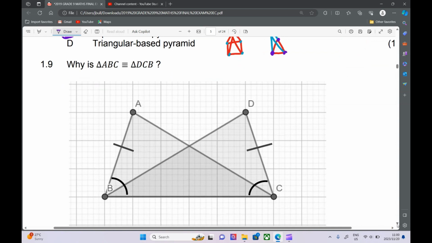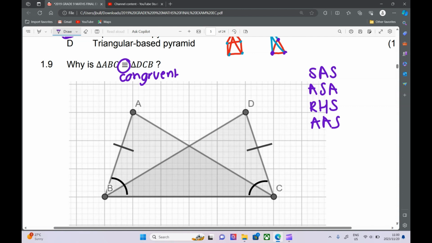Why is triangle ABC congruent? Why is it exactly the same? For congruency, there are a few reasons. We could prove it with side, angle, side. We could prove angle, side, angle. We could prove it has a right angle, a hypotenuse, and a side, that's RHS. We could prove angle, angle, side. So let's have a look.